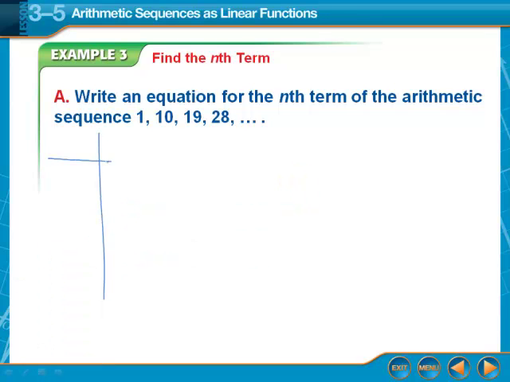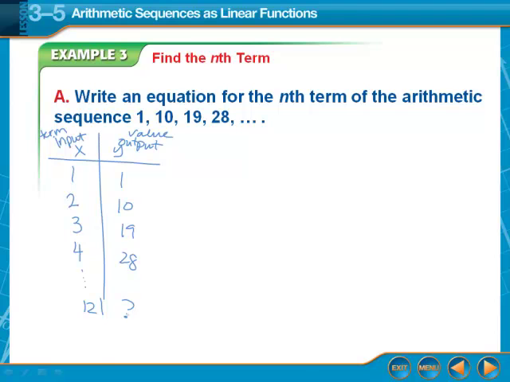If I simply set a table up, this is my x's, this is my y's, this is my input, this is my output. This is the term I'm on, this is the term, and this is its value. Again, the labeling is what we need to work on a little bit. My first term is a 1. My second term is a 10. My third term is a 19. My fourth term is a 28. Remember, we're eventually looking for the 12th term. That's what's coming up next.